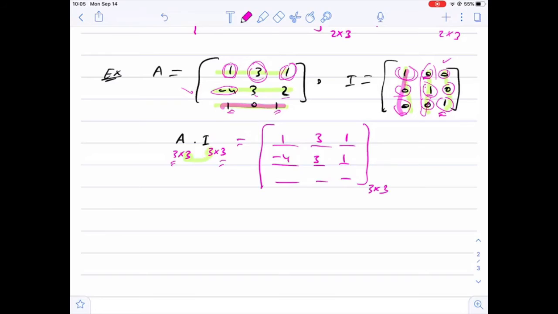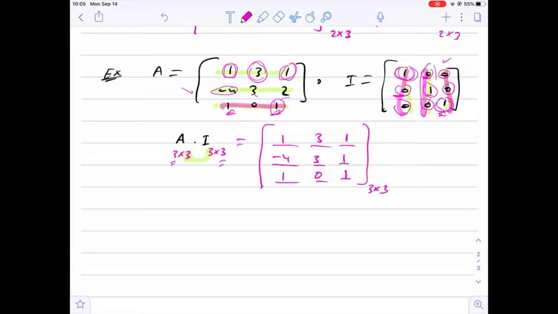So 1 times 1 is 1, 0 times 0, 1 times 0, those are zeros, and then we multiply it by the second column. So we have 1 times 0, 0 times 1, and 1 times 0, so that's 0. And then we multiply it by the third column. 1 times 0, 0, 0 times 0, 0, 1 times 1 is 1. Now that's the resulting matrix.